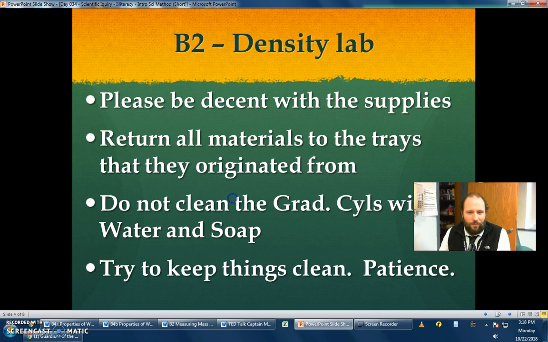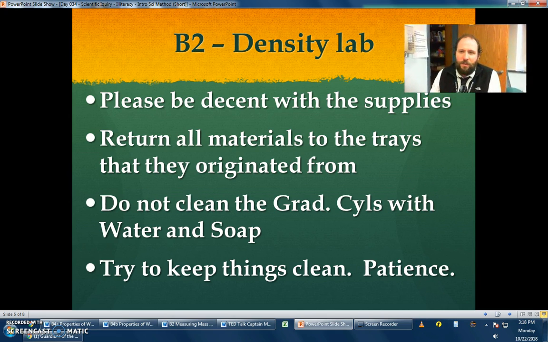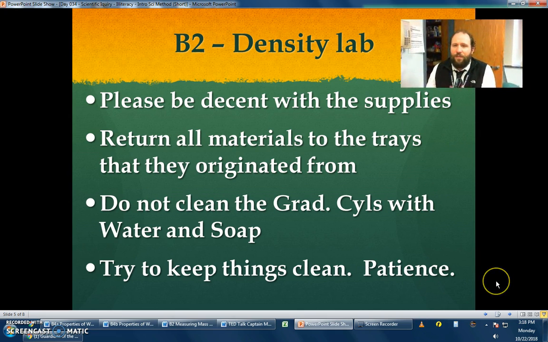All right, so a little bit of a heads up. When it comes to the density lab, a lot of you have been doing this already, and you've been very, very helpful. If you're not sure what you're doing or you have a tough time reading instructions, one, read the instructions. Two, definitely go and take the time to do this. Be decent with the supplies. Please return all the materials to their trays that they originated from. Do not mix and switch things.